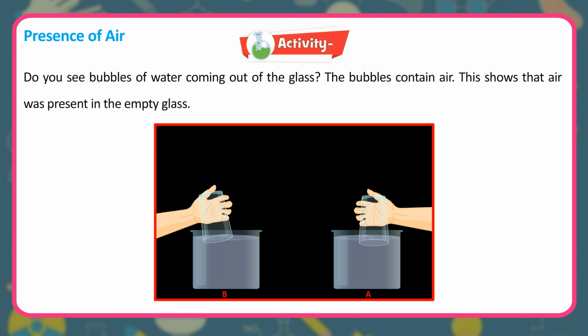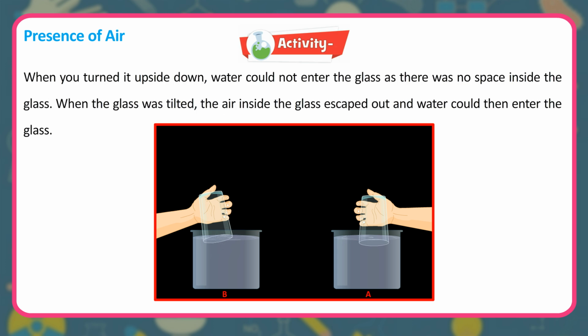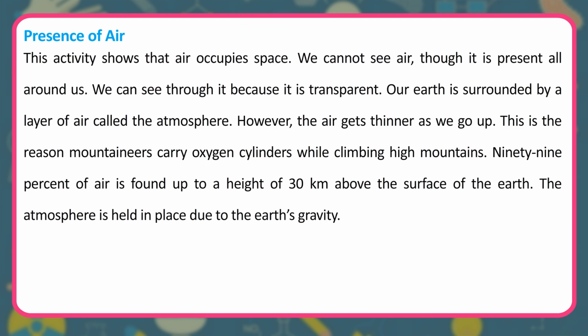The bubbles contain air. This shows that air was present in the empty glass. When you turned it upside down, water could not enter the glass as there was no space inside the glass. When the glass was tilted, the air inside the glass escaped out and water could then enter the glass. This activity shows that air occupies space.